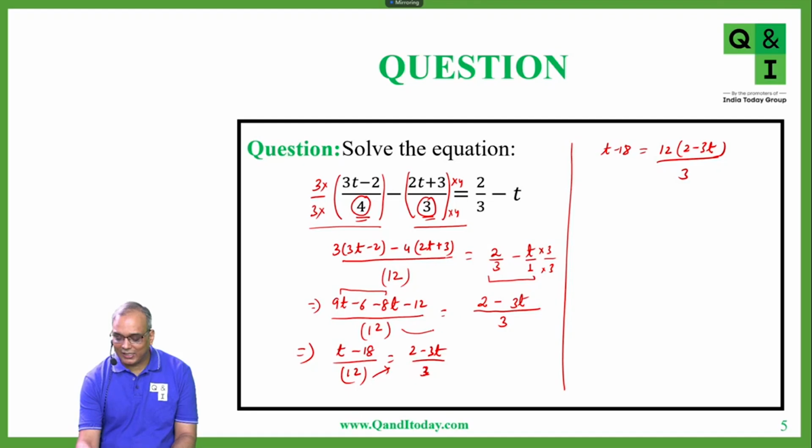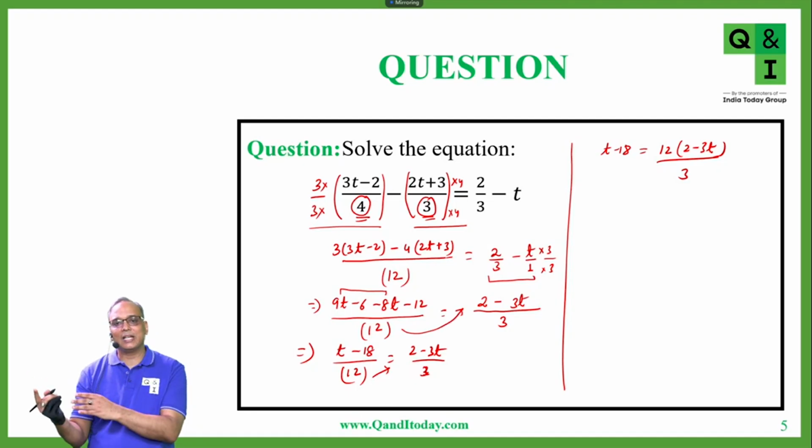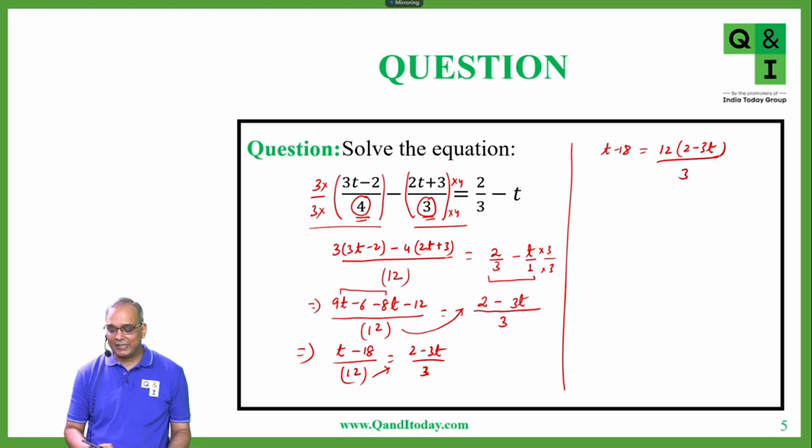Now I'll take 12 on the other side. Because it is in division, when it goes to the other side, it will become multiplication. So t minus 18 is 12 times 2 minus 3t by 3. Is it clear now till this point?